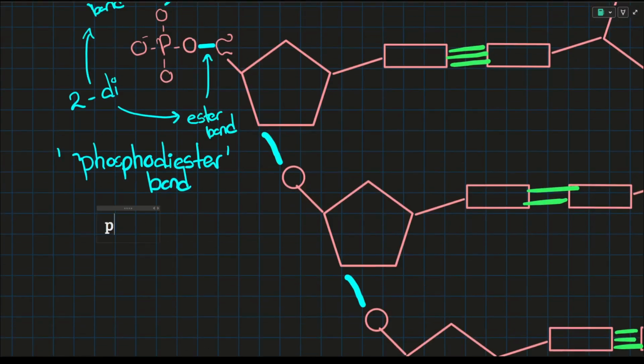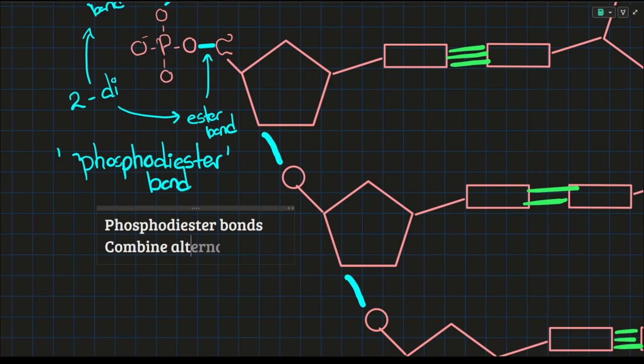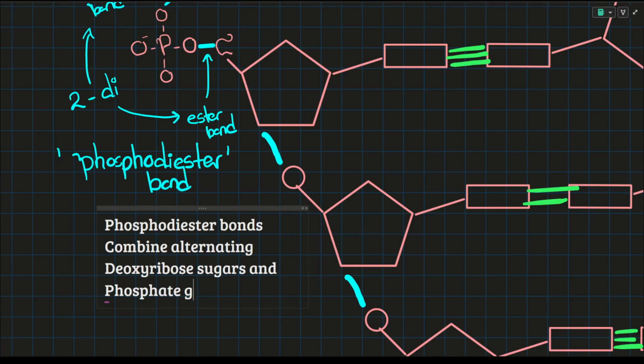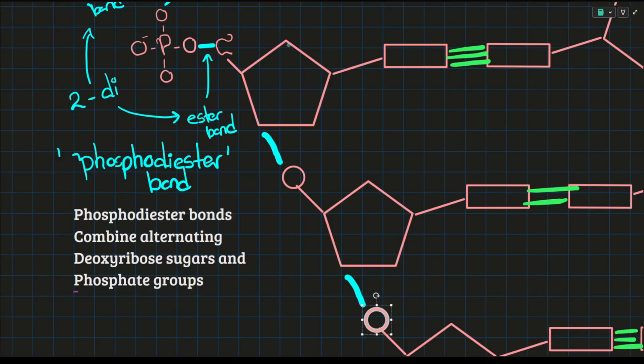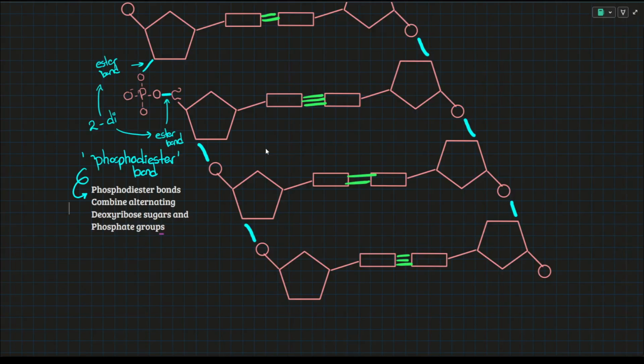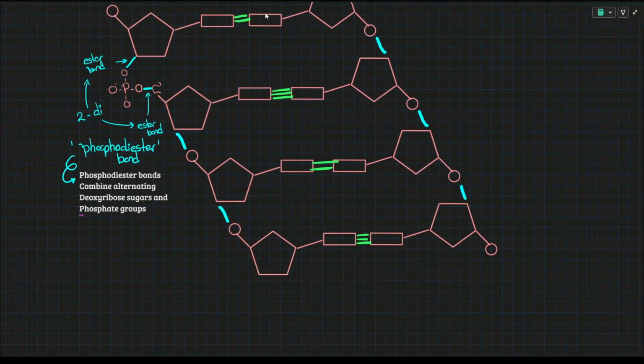Now, what exactly do these phosphodiester bonds do? Phosphodiester bonds combine alternating deoxyribose sugars and phosphate groups. You can clearly see that is what is happening. Each and every sugar is linked to the phosphate group, then that phosphate group is linked back to the sugar. So that's how you form the singular strand of DNA going down. And that is exactly what's happening in each of these positions where I have indicated a blue bond.